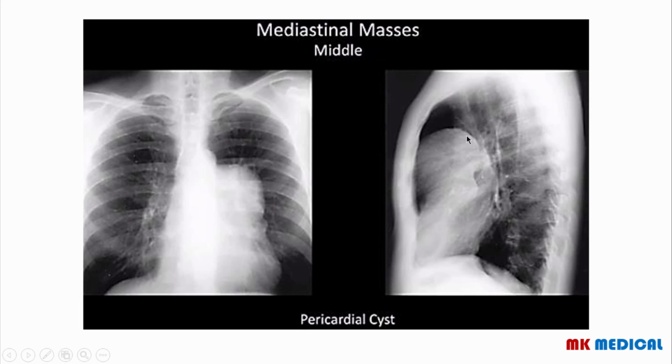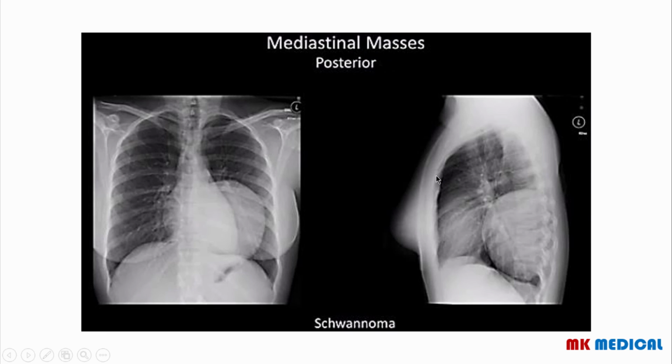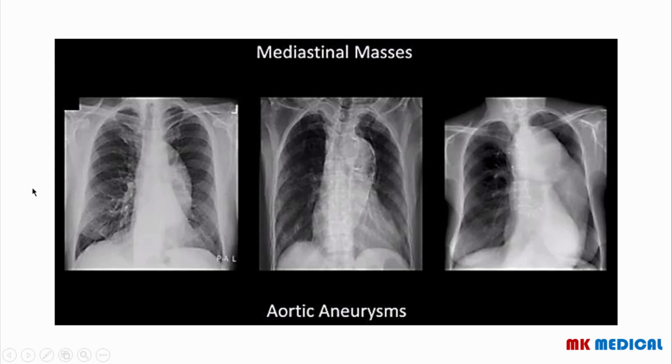Then here's a middle mediastinal mass. Of course, this is a pericardial cyst, as we can see this enlargement over there. Then here is an example of a posterior mediastinal mass, which is a schwannoma. In this case, we can see that there is this white tissue opacity that we can see over there. And of course, this is in a female patient.